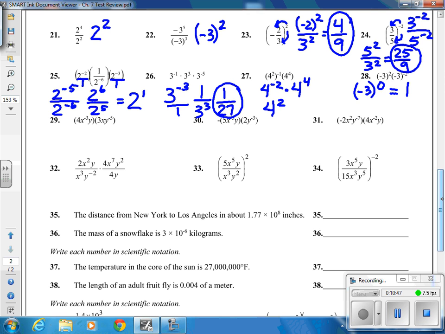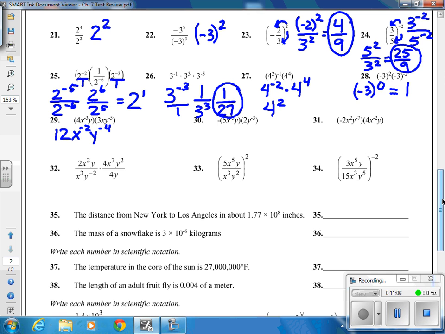Right, for number 29, we're starting to put several properties together in the same problems now. Your coefficients, the 4 and the 3, need to be multiplied. So 4 times 3 is 12. Combine your x's. You have negative 3 plus 1, so that's x to the negative 2. And then combine your y's. 1 minus 5 is going to be y to the negative 4.